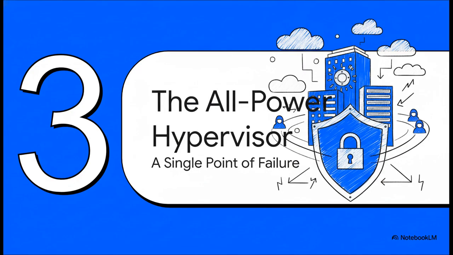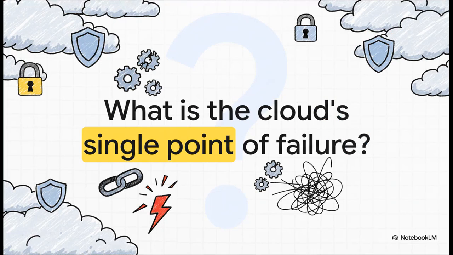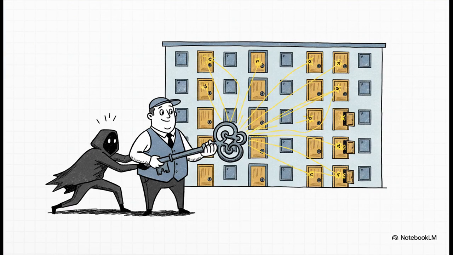Okay, so let's go back to our building manager, the hypervisor. It turns out that the security of the entire building often boils down to protecting this one single component. So, if you had to guess, what do you think is the single biggest weak point in this whole cloud infrastructure? Yep, you got it. It's the hypervisor. Because it controls everything, the creation, the management, the isolation of every single virtual machine, if an attacker manages to compromise the hypervisor, they don't just get access to one apartment. They get the master keys to the entire building.